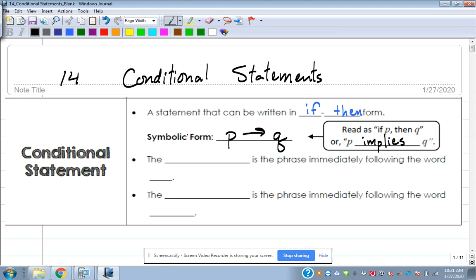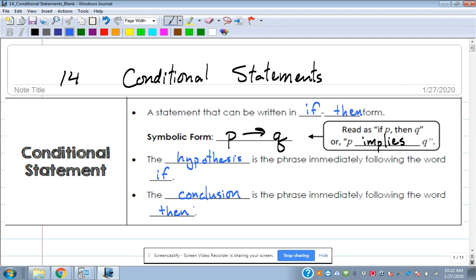The hypothesis is the phrase immediately following the word if. Thinking about scientific method. The conclusion is a phrase immediately following the word then. If this happens, then this is the result.